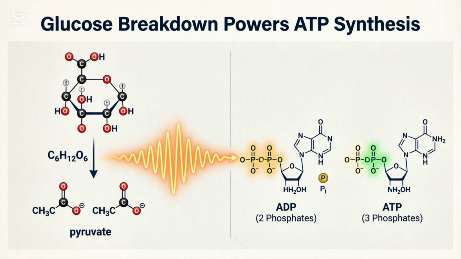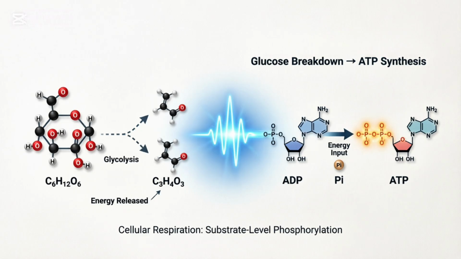A very important slide comes to the screen. As you can see on the right side, the glucose breakdown releases energy. That energy will be used to form ATP from ADP. Again, this picture also depicts how ATP is formed. The energy from the breakdown of glucose will help to form ATP from ADP.